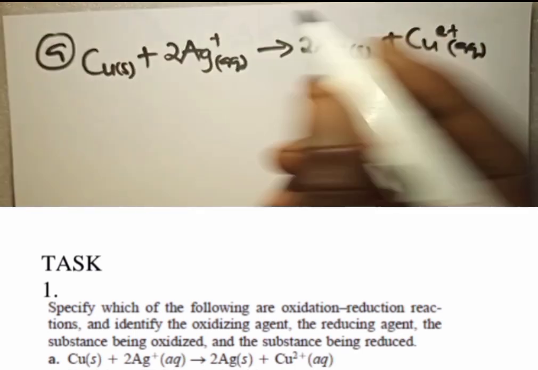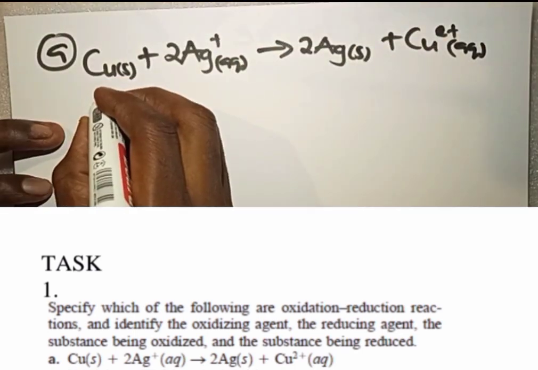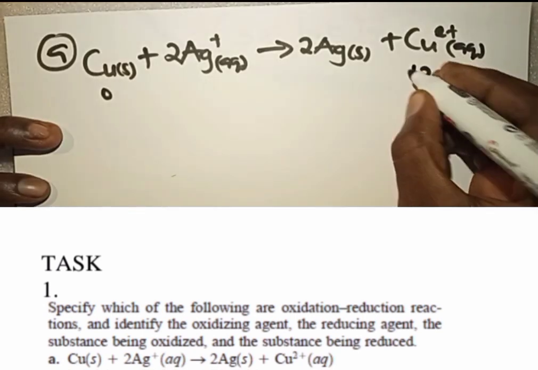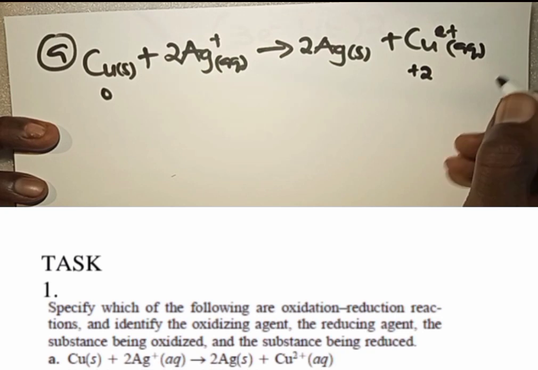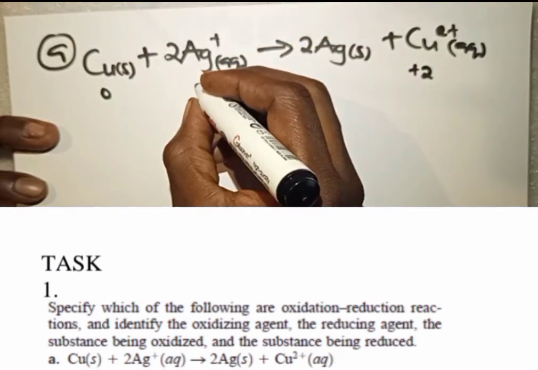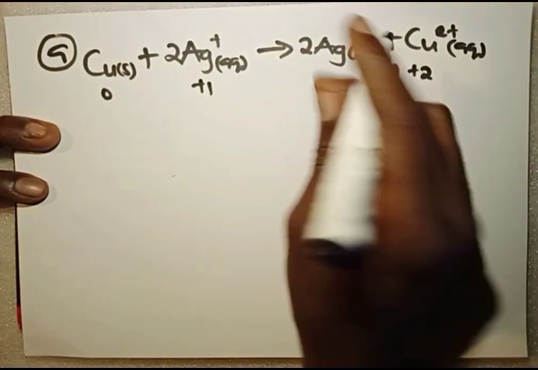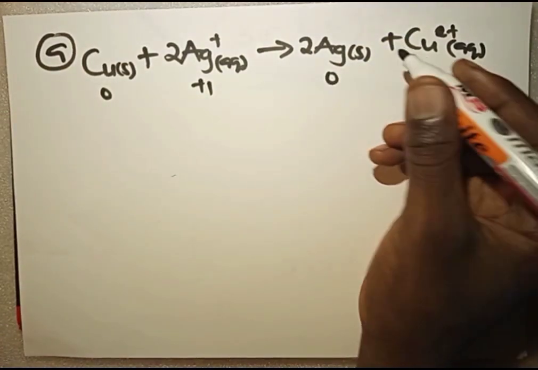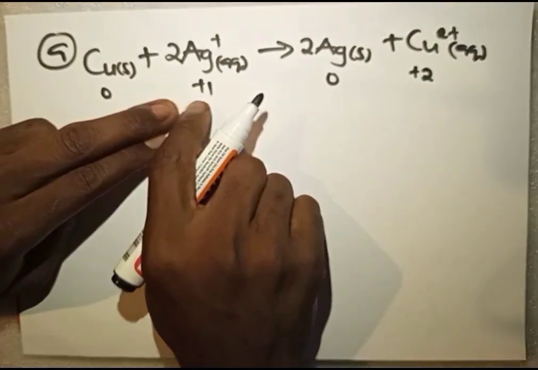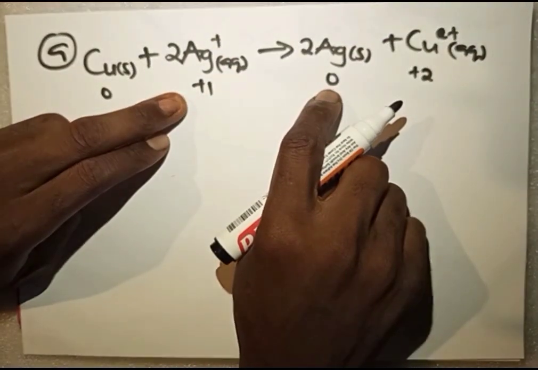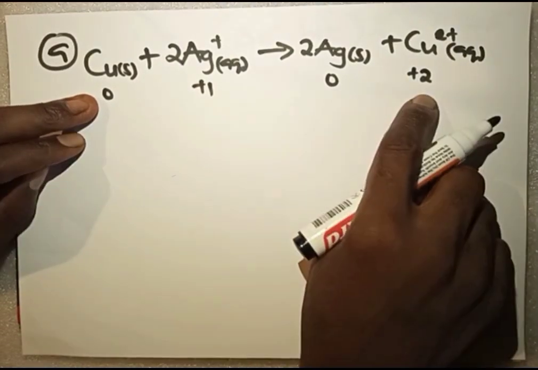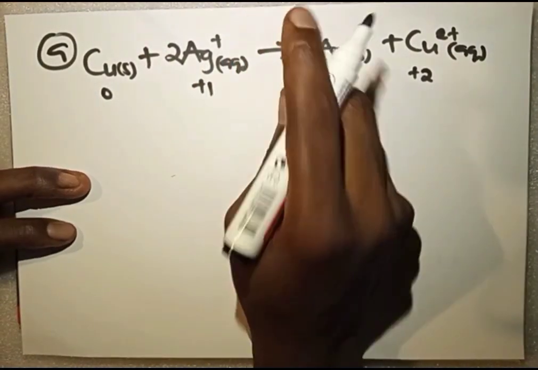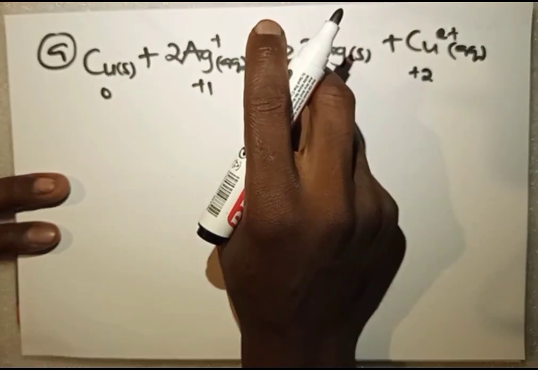Let's check. What is happening to copper here? Copper is having 0. This side, copper 2 plus. Okay. What is happening to silver here? Silver has 1 plus. Here it is 0. I think oxidation reduction is happening, because this silver here, it has a positive 1. This time it has 0. Copper had 0. This time it has plus 2. So this is an oxidation reduction reaction.